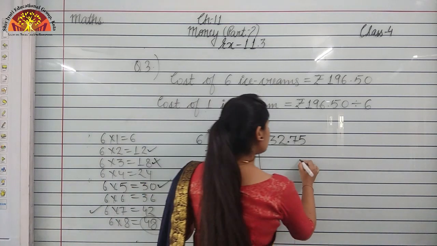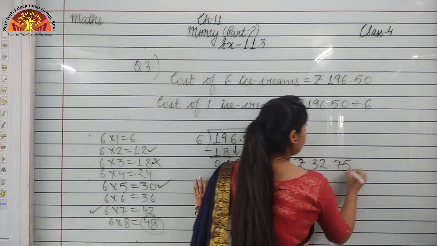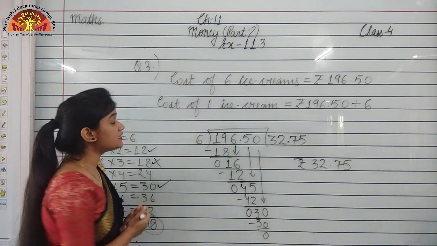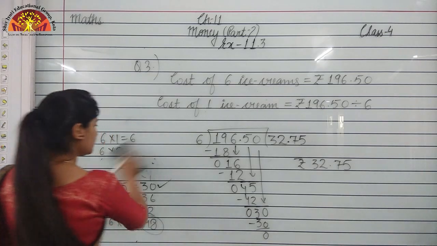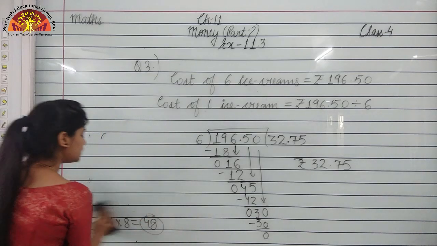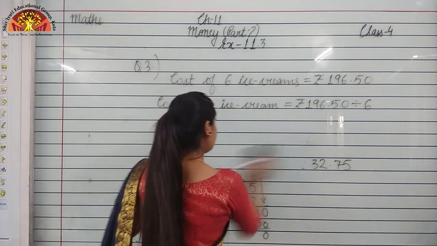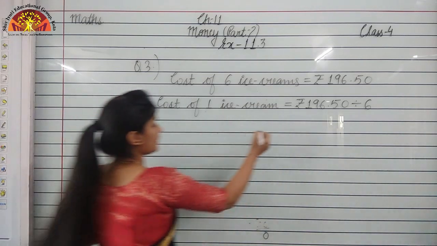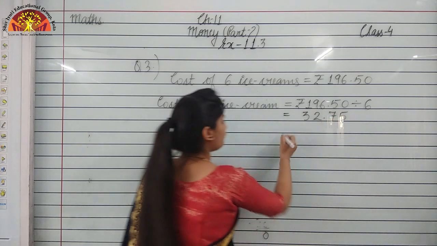So what is the answer students? Answer is 32.75. This is the correct answer. Okay students, so what is the cost of one ice cream? The cost of one ice cream is rupees 32.75.